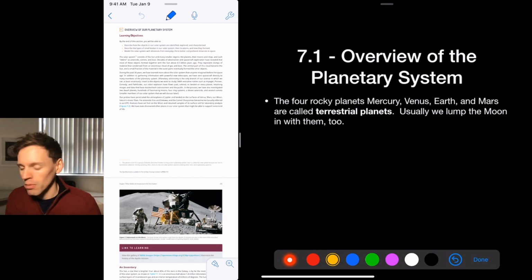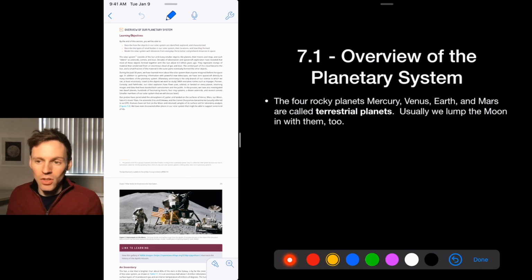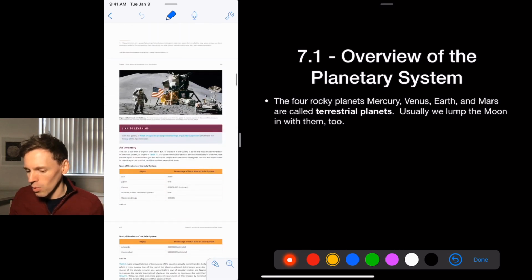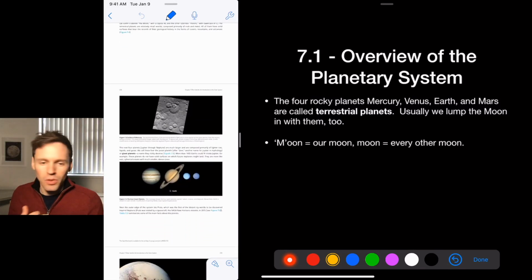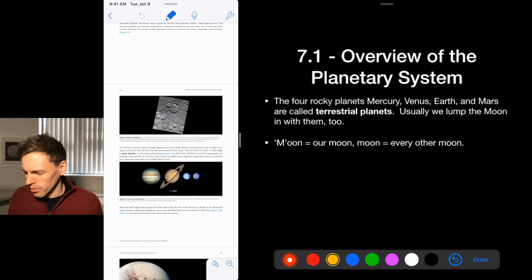Okay, so the 4 rocky planets, Mercury, Venus, Earth, and Mars, are the 4 closest planets to the sun. They're called terrestrial planets, and we usually lump them in with the moon. So we consider the Moon like Mercury or the other planets. Our Moon has a capital M. Every other moon has a lowercase m. That's just something you'll notice.